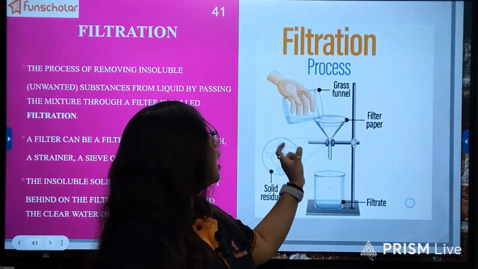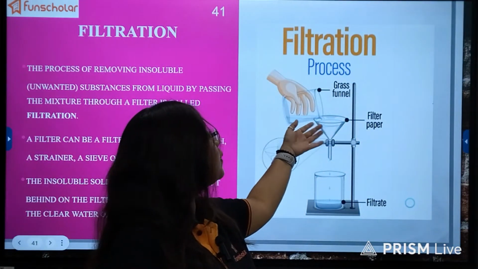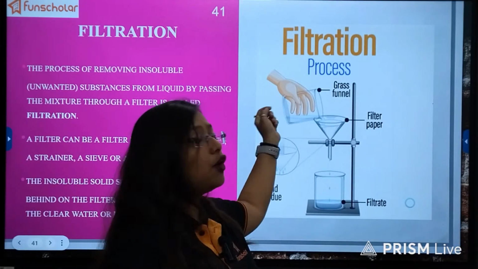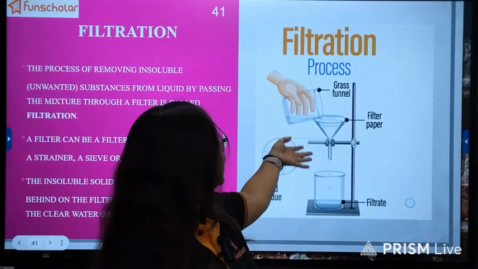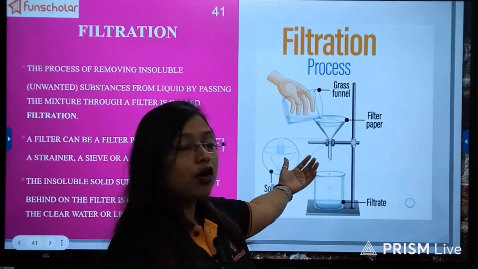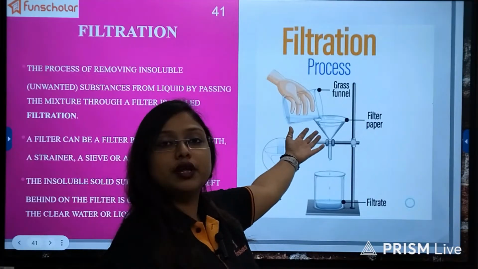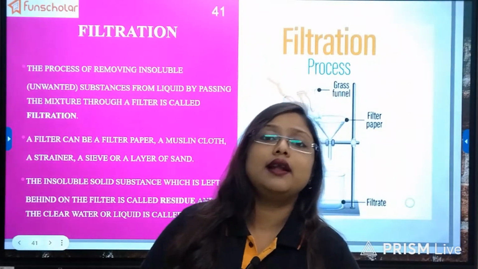We have taken a funnel, a beaker, a filter paper, and a clamp, and set it up like that. Then if we put that muddy water, or maybe some other solution, in it to filter that solution, we can get the filtrate, or pure water, or maybe the liquid, and the solid residue will be left here. Like that we can actually separate solid and liquid.